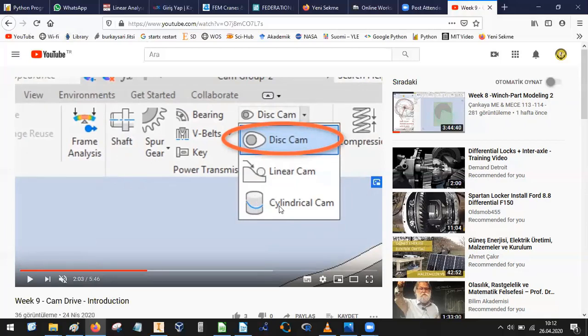Also, we have a cylindrical cam design, which again has a rotating tool, but this time we will use this groove on the cylindrical cam. We will use this groove in order to give the movement in these two directions, up and down, which I'm showing on the screen. We are going to deal with this cam today.